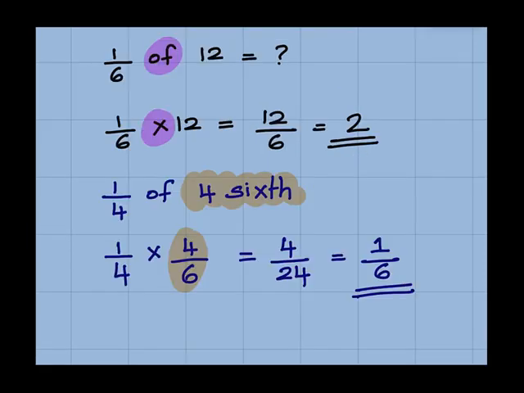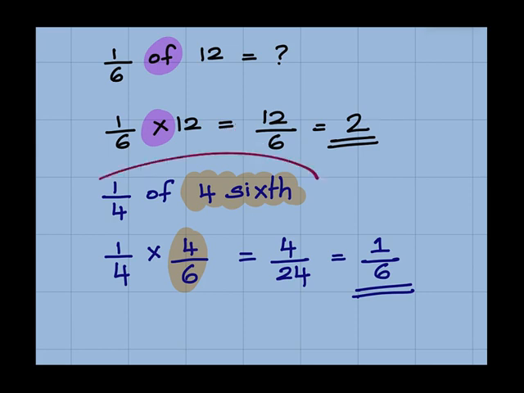The next problem, 1/6 of 12. Replace the word 'of' and write a times sign. And then multiply the numerators together. 1 times 12 is 12. And write the denominator as such. So 12 by 6. How many 6s go in 12? We know that 2 sixes go in 12. The answer is 2.